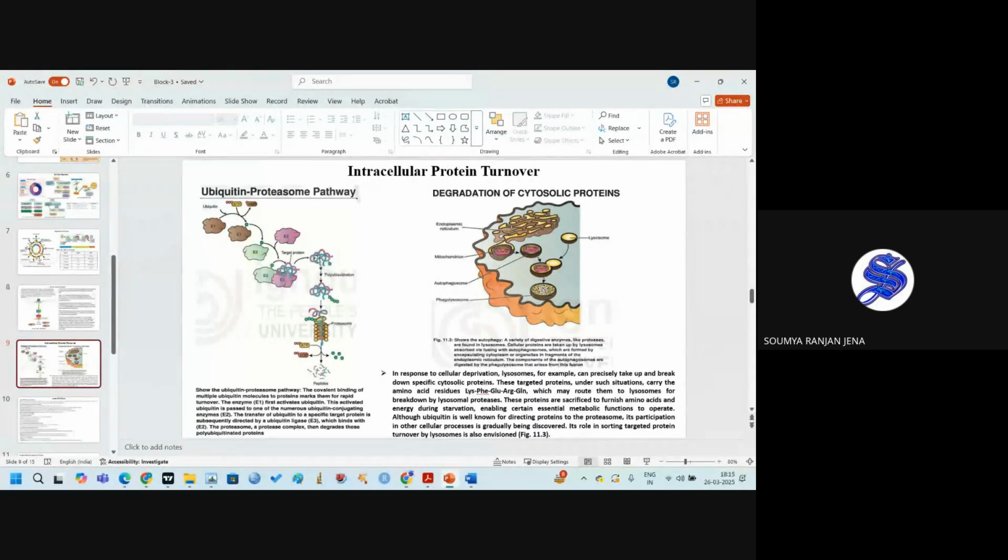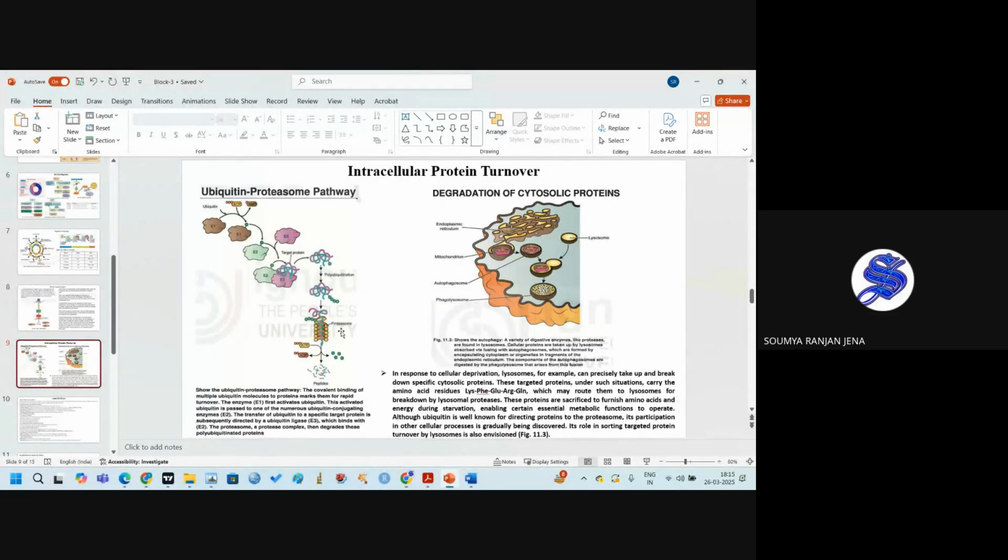This is the target protein, and this target protein has a lysine residue. Ubiquitin will bind to that lysine residue, and then polyubiquitination occurs. After one tag, another ubiquitin is ligated to the first molecule of ubiquitin. Then this polyubiquitin tag is attached to the protein.